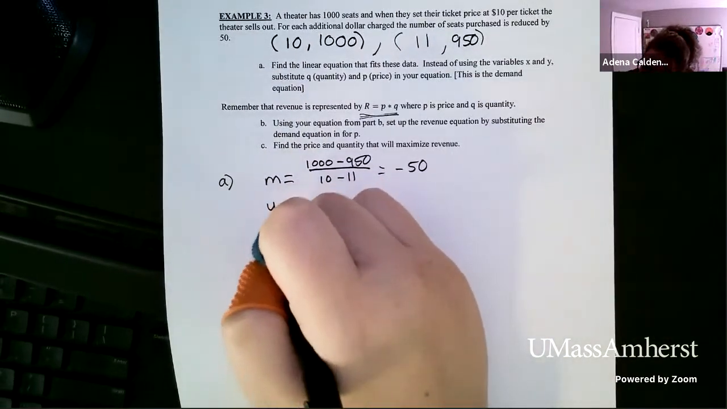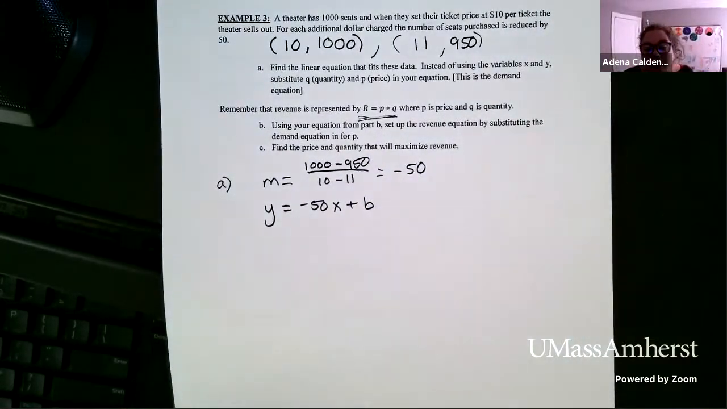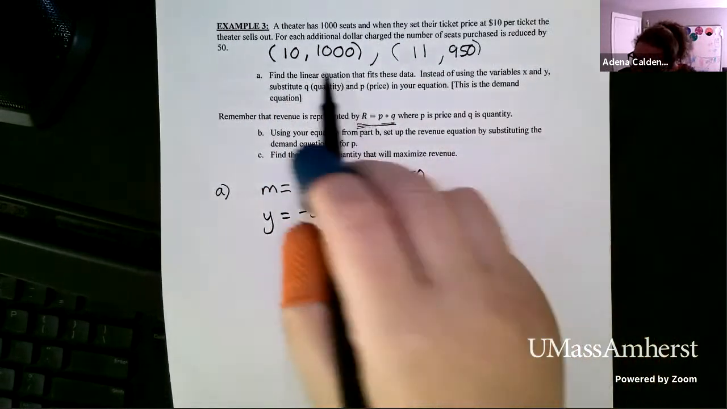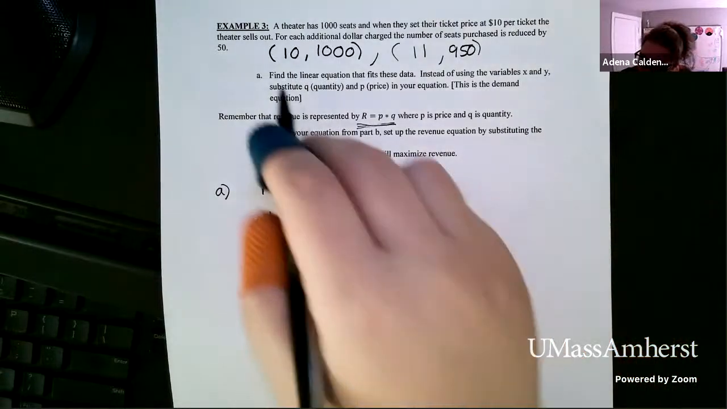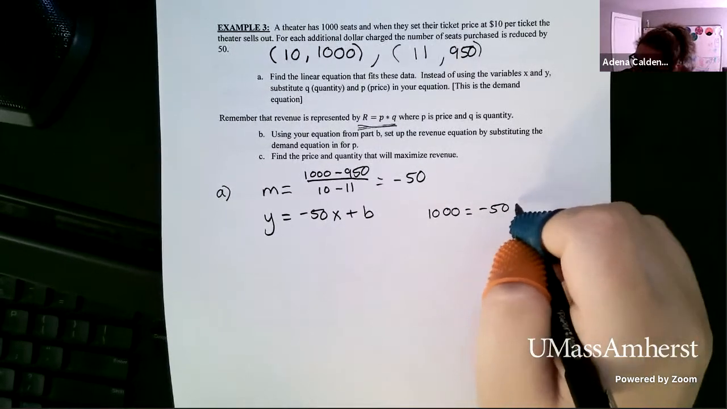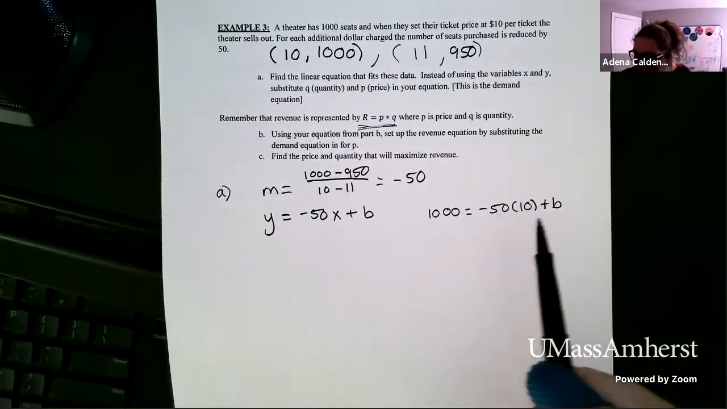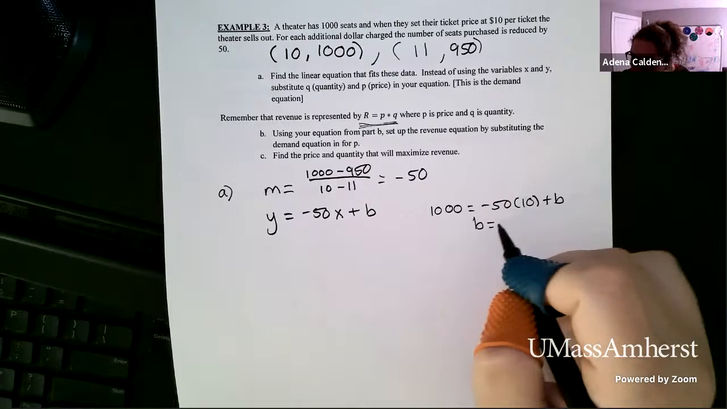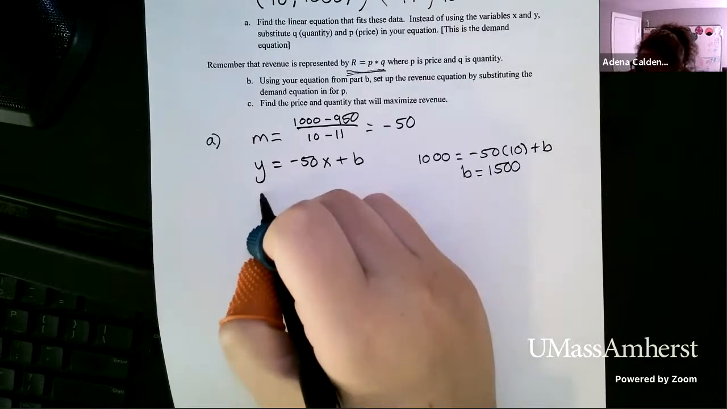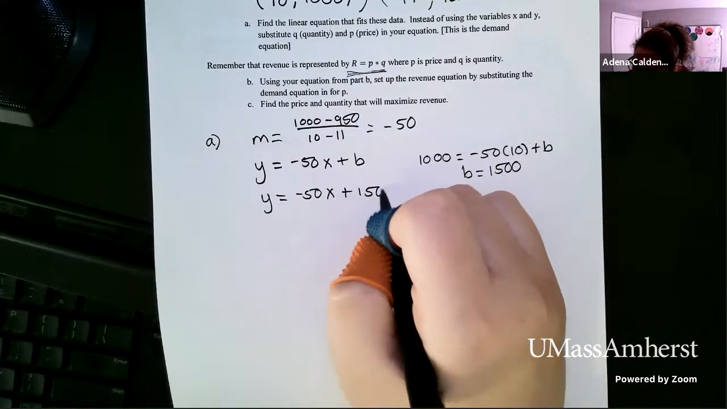So in y equals mx plus b, we would have negative 50x plus b. To solve for b, we can plug in either one of our points. Doesn't matter which one we pick. So 10, 1,000, if we were going to plug that in, we would do 1,000 equals negative 50 times 10 plus b. This is negative 500. We would add that to the other side. And we get b equals 1,500. So our equation becomes y equals negative 50x plus 1,500.